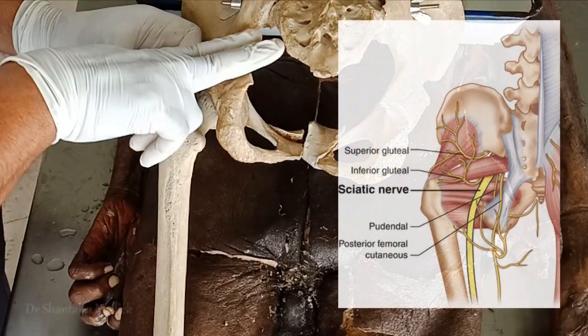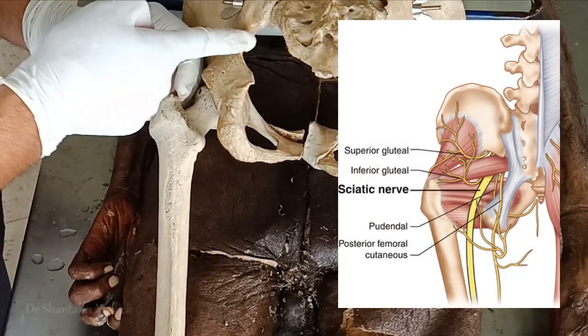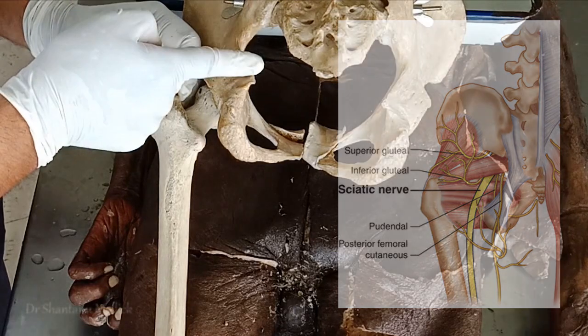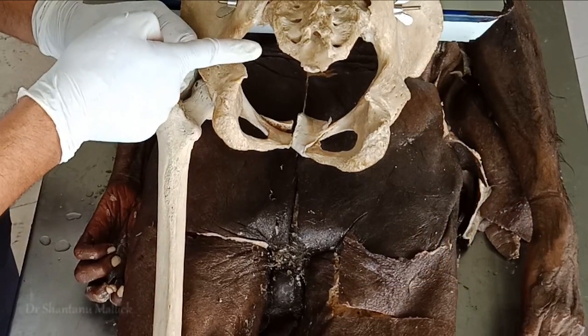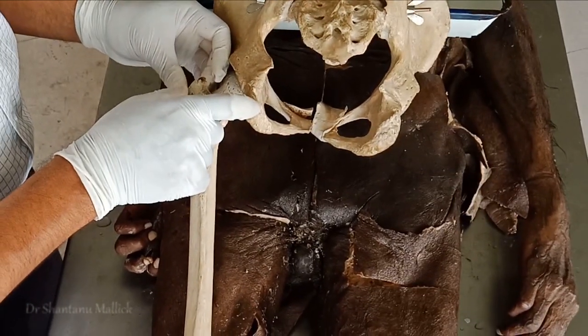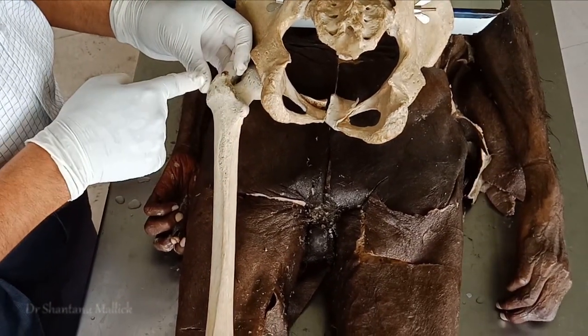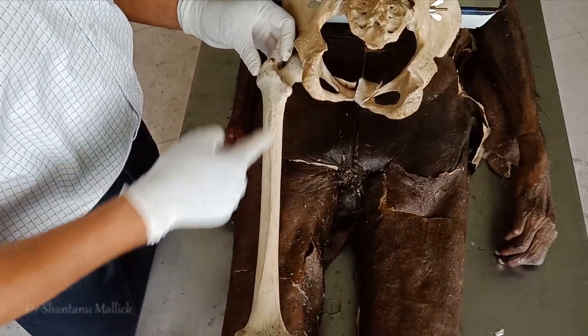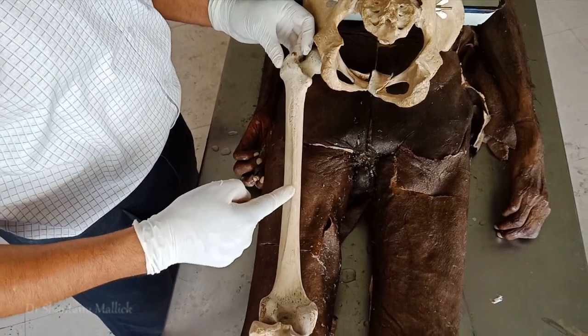Here we will see the piriformis dividing the greater sciatic foramen into an upper part and a lower part. The sciatic nerve comes this way, in between the ischial tuberosity and the trochanter, and comes down. The two components will all be discussed now.